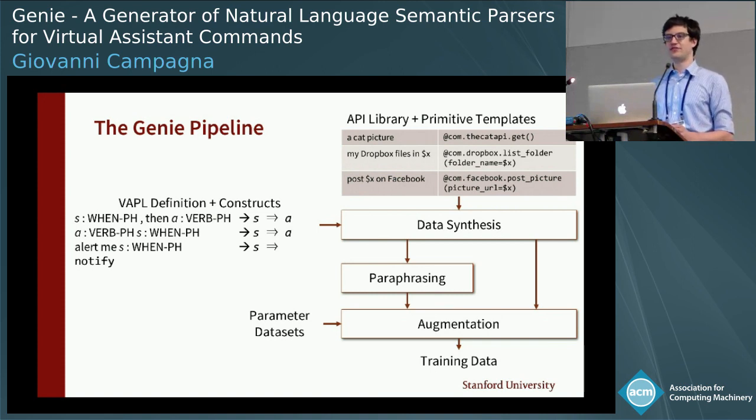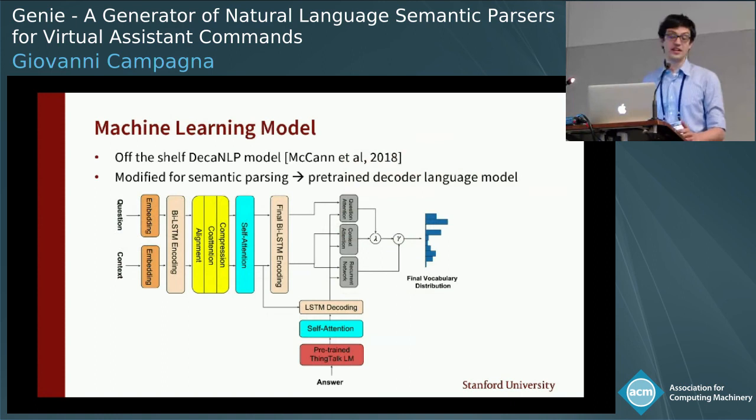In fact, very few paraphrases are novel, or introduce a new syntactic form, but we can boost by observing interesting paraphrases, writing new construct templates, and then those construct templates will go into the synthesized data and improve the quality. The machine learning model is an off-the-shelf model called DecaNLP. It's a contextual question answering model.